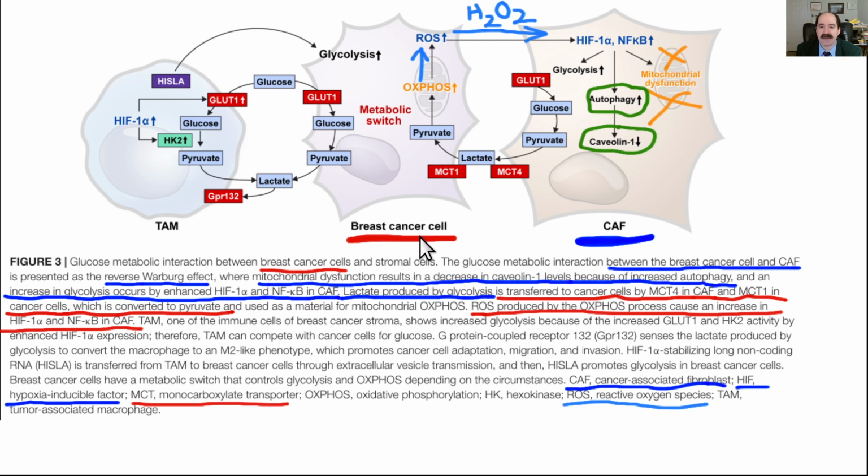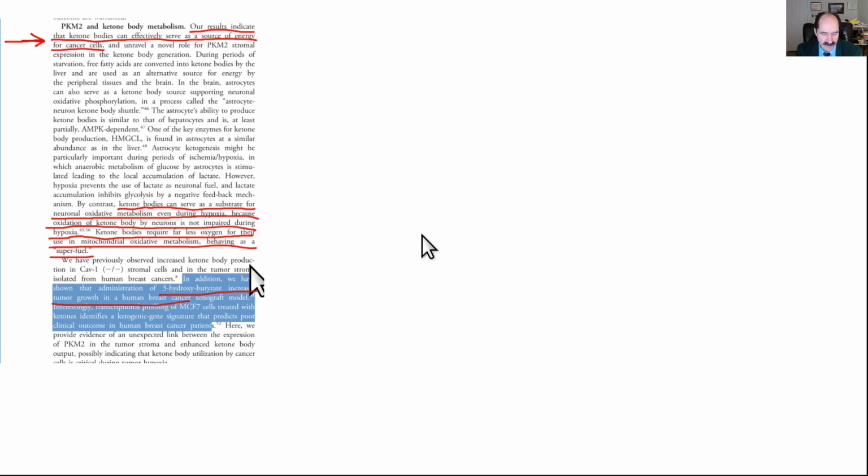And in addition to lactate being passed between the cells, it's also ketone bodies. And so that's a rather extraordinary statement. Okay, our results indicate, here it is, Lisanti talking again. Our results indicate that ketone bodies can effectively serve as a source of energy for cancer cells. Ketone bodies can serve as a substrate for neuronal oxidative metabolism even during hypoxia, because oxidation of ketone bodies by neurons is not impaired during hypoxia. Ketone bodies require far less oxygen for their use in mitochondrial oxidative metabolism, and they thus behave as a superfuel.